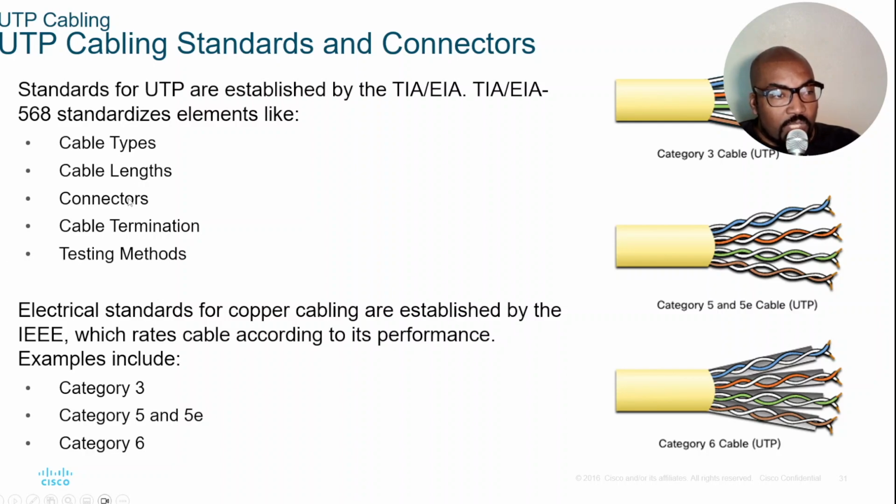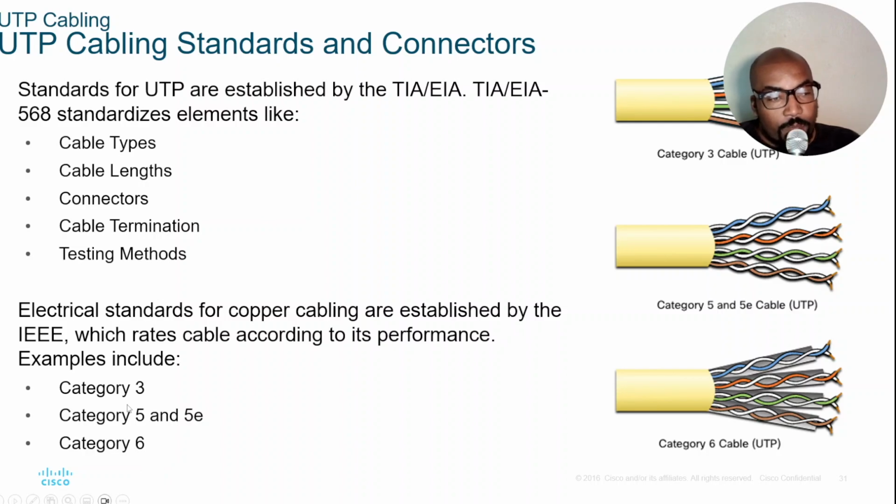So these are the different cable types, the different connectors, and different terminations. Again, each one of these cables represents a road, and they all work in conjunction with each other. Electrical standards for copper cabling are established by the IEEE, which rates cables according to performance. So we have Category 3, Category 5 and 5E, and Category 6.